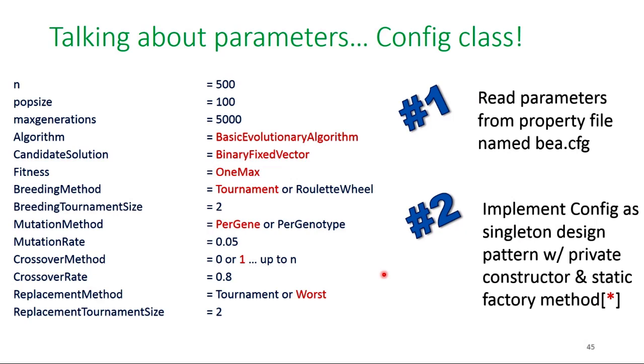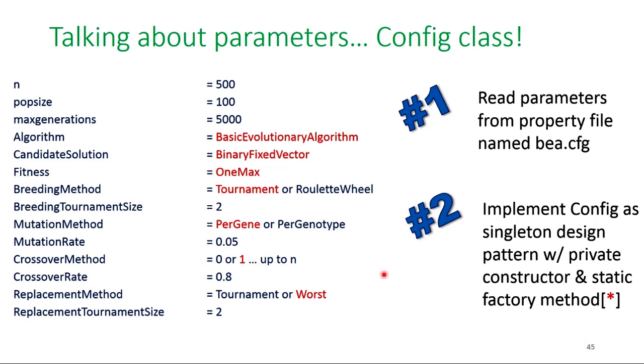The idea is that there's going to be only one instance of that class throughout your entire program, and you are going to have a static method, a class-level method, that you can call that's always going to return that instance.